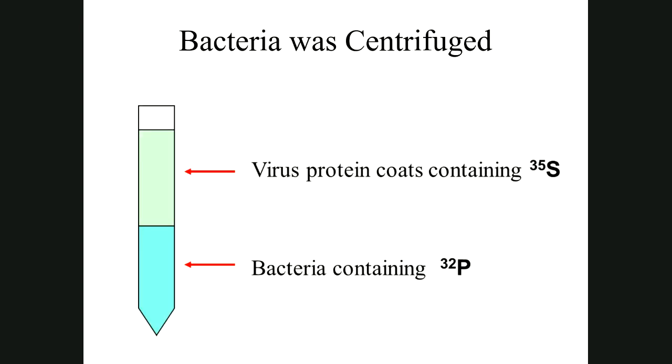Here's a picture showing just a little tube here. The virus protein coats were up in the medium up here at the top after the tube was centrifuged, and the bacteria containing the isotope of phosphorus were down in the lower layer. So the bacteria have the isotope in them of phosphorus, not sulfur. So that was a check mark for DNA being the hereditary material.